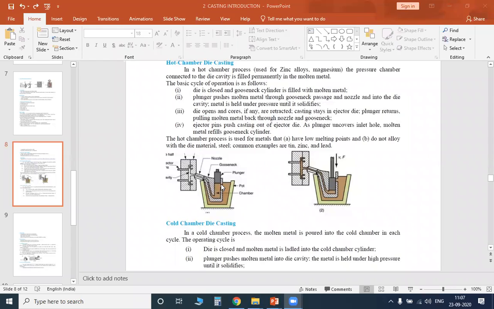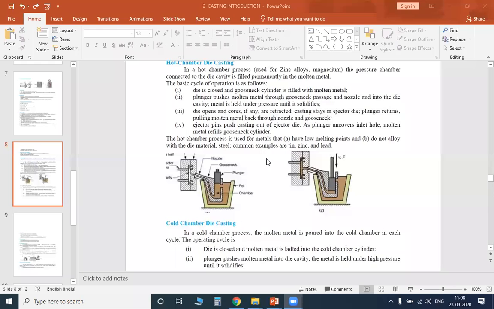The injector tip is there for the plunger so that the molten metal is dipped into the nozzle. Due to the plunger, the pressure is given. The molten metal is carried over to the injector nozzle and toward the gate in the mold box. Until the die is solidified, the plunger stays in the same position. When it solidifies, the plunger comes back. This is what we learned in yesterday's class, hot chamber die casting. It is mostly used for low melting points.